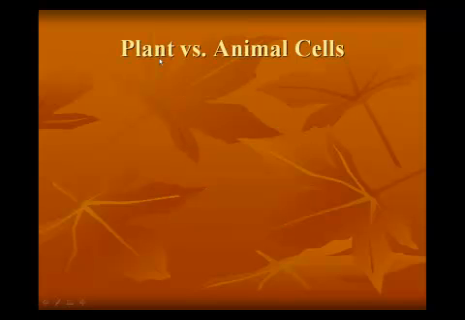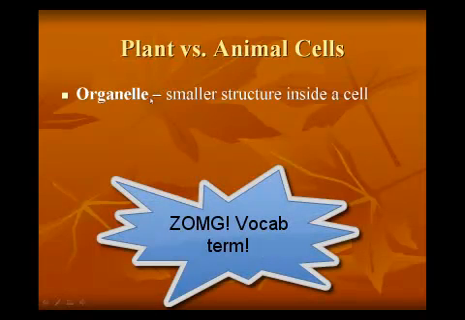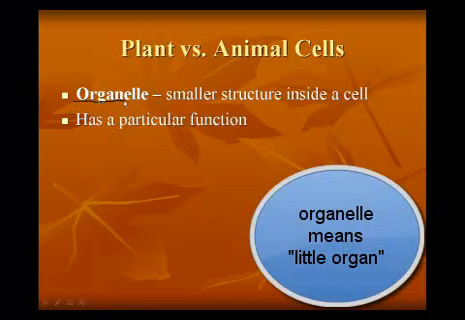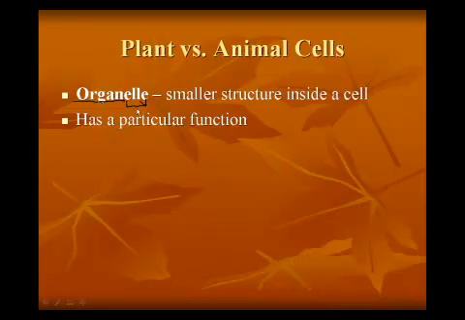Before we can talk about the differences though, we need to do a vocab term. An organelle is a smaller structure that's inside of a cell, and it has a particular function. An organelle for a cell is kind of like an organ for our body. Each organelle has a specific job that it does for the cell, and generally the cell can't function without it. So organelles are very important. It has the word organ, like a human organ, but then the "elle" means little or young, like mademoiselle. So it's like a little organ.